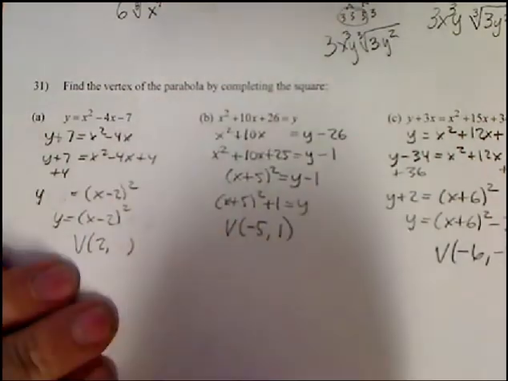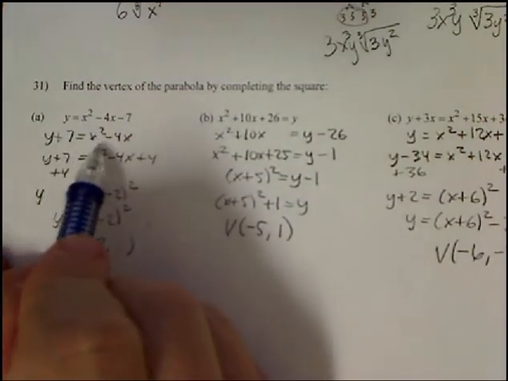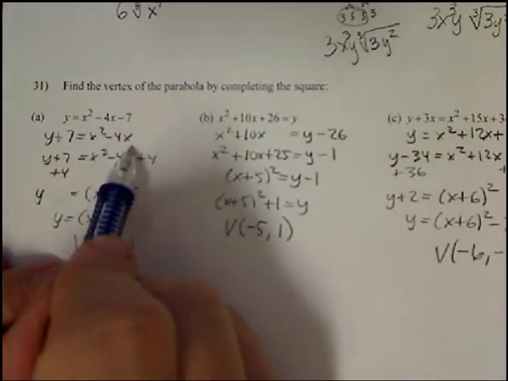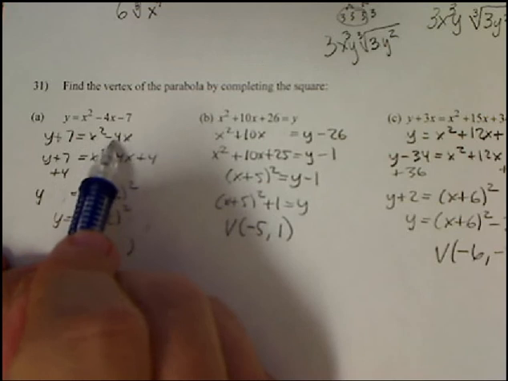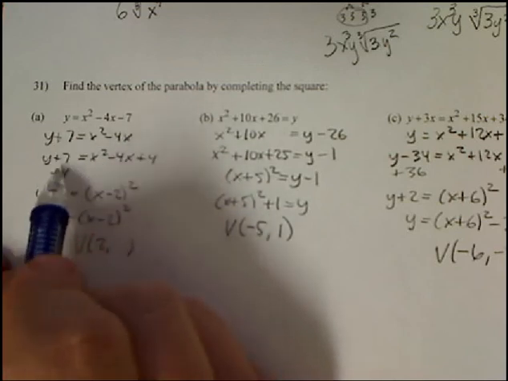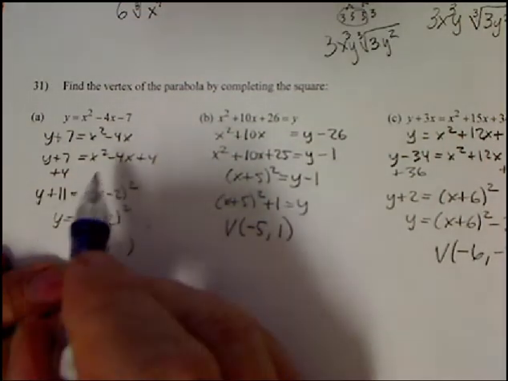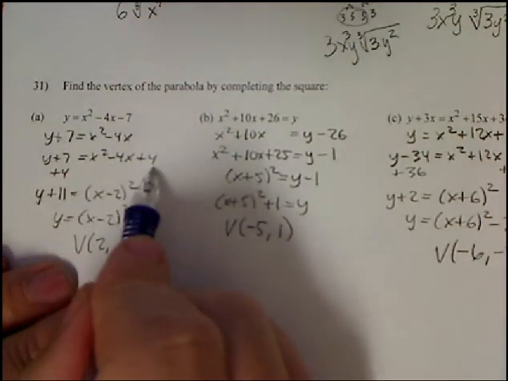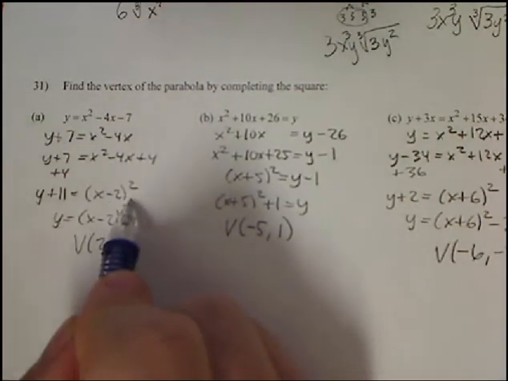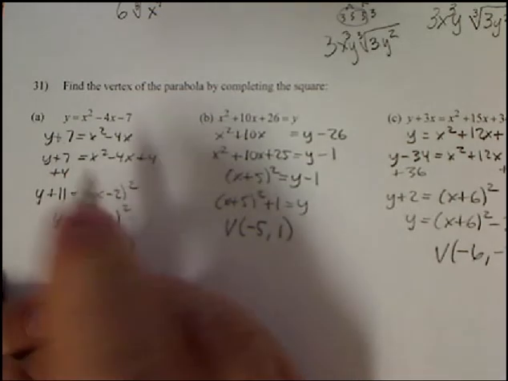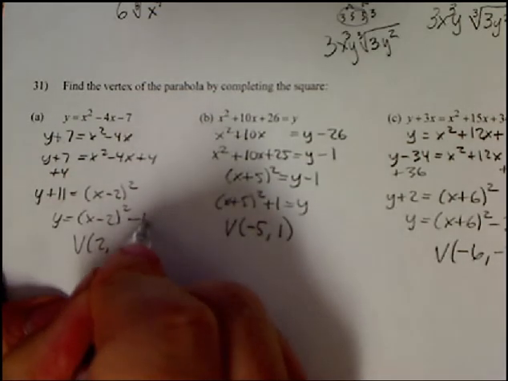All right. So I have x squared minus 4x. I have to take half of negative 4, which is negative 2, squared. I added 4 to both sides. This makes this side y plus 11. This factors now to x minus 2 times x minus 2, or x minus 2 squared. Then I'm going to subtract 11.